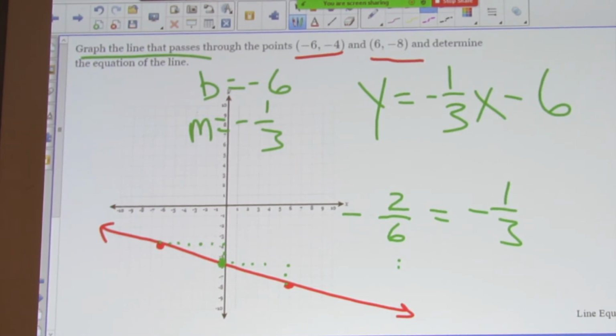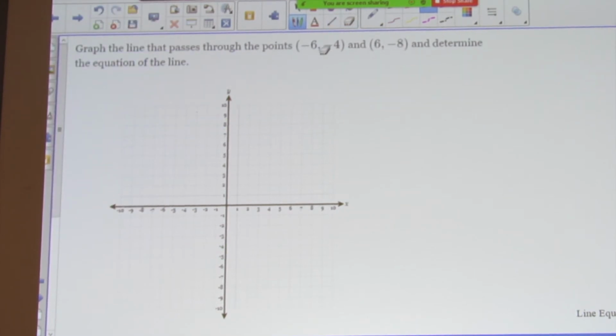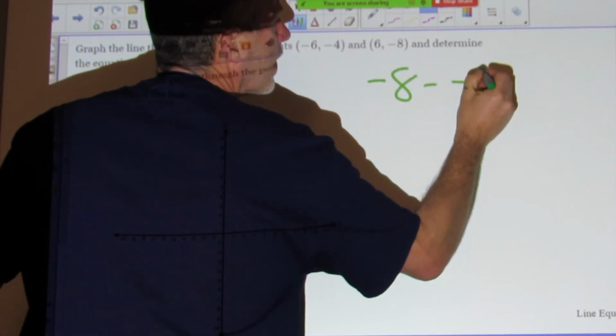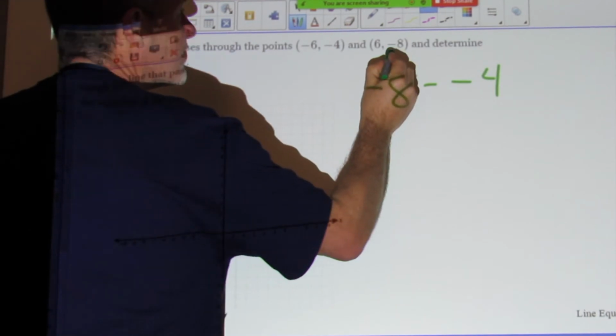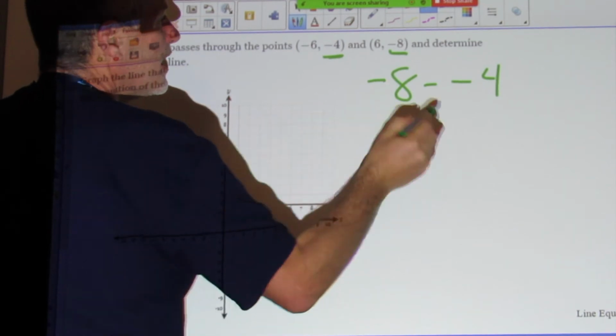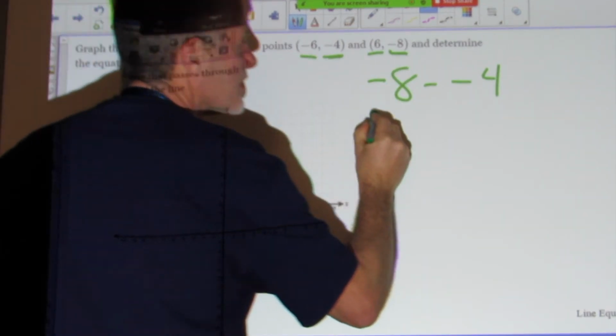With graph paper, I would argue it's a lot simpler than doing all the math. But let's go ahead and use the formula and the equation also, just to be clear on using mathematical skills instead of just counting skills. So let's use the formula. I'll do -8 minus -4. Make sure you write it like that. It's the y from the second coordinate minus the y from the first. And then 6 minus -6.